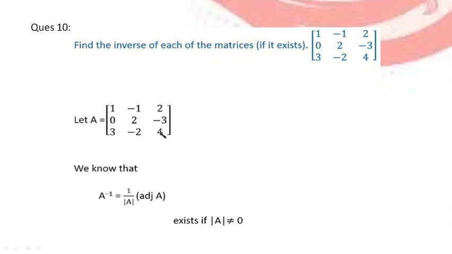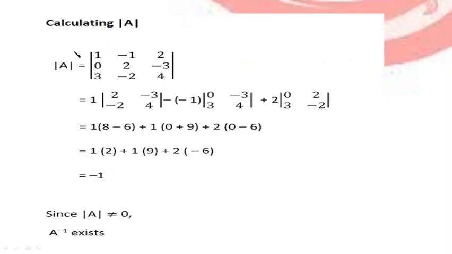So the given matrix A is this. We know that this is the formula: A inverse is equal to adjoint A upon determinant A. This inverse exists if determinant A is not equal to 0. So calculating determinant A, this is equal to minus 1. Expanding along the first row, the answer is minus 1, which is not equal to 0. So it means A inverse exists, and we can proceed further for finding the inverse of the given matrix A.